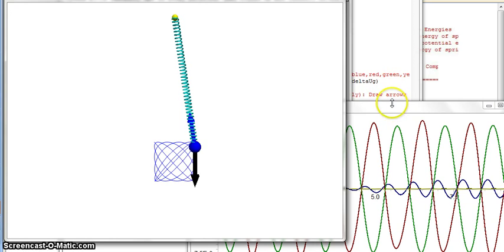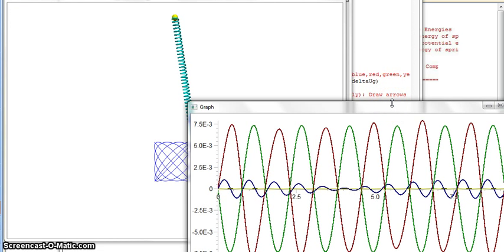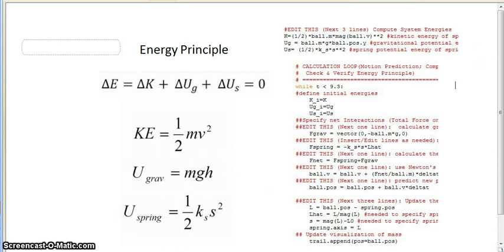The graph shows all of the energies of the system. The blue line is the change in the kinetic energy, the red line is the change in the potential energy of the spring, and the green line is the change in the potential energy of the earth. The yellow line is the sum of all the energies, which is 0. I will now move on to the discussion questions.